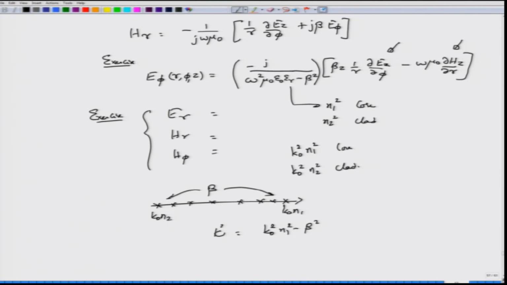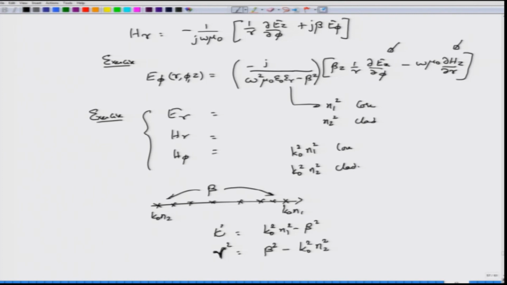So, I do not want to put any subscript that will confuse us, and outside the core we know that the fields are going to decay with a decay constant, let us say gamma or dependent on gamma, which we define in a manner very similar to the slab waveguide as well. So, gamma square will be beta square minus k0 square n2 square. So, please do these exercises, these are very important for you to understand the next steps, or rather the boundary condition where you are going to derive the characteristic equation.